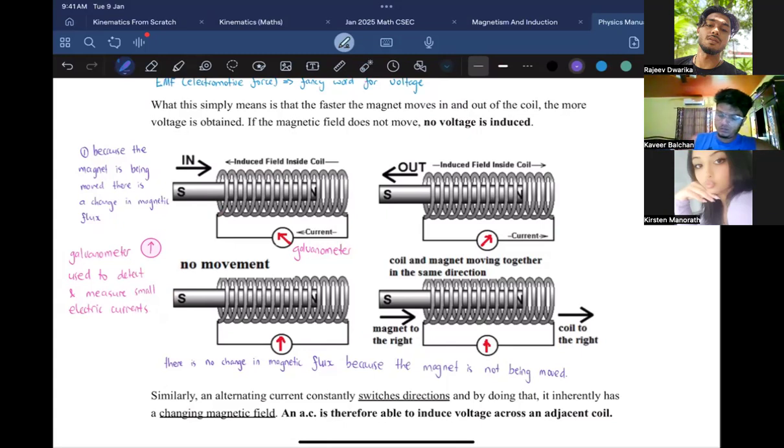Christina, you wrote no magnetic flux change. You have to write there's no change in magnetic flux. Right, so Justin, just fix up your errors and add in the extra stuff you see in there.